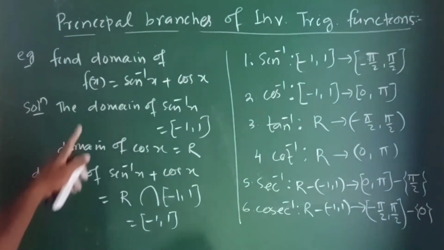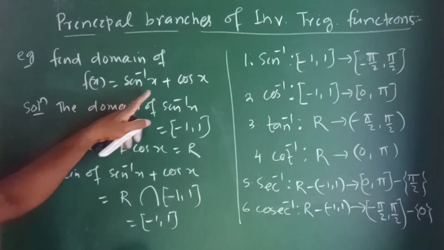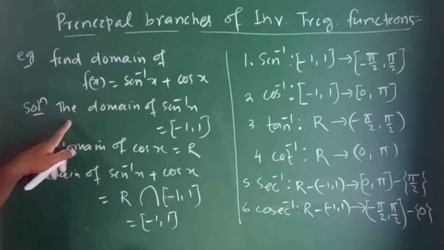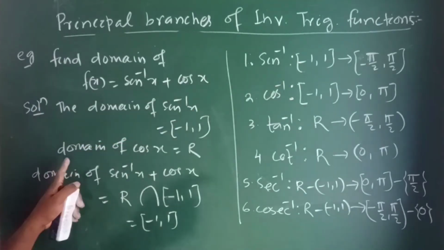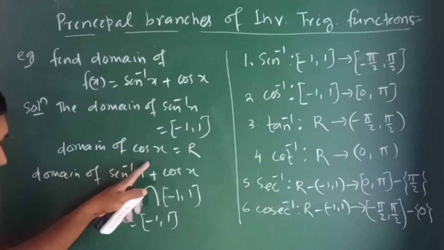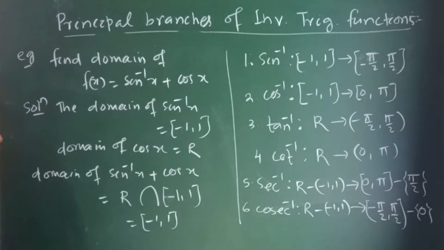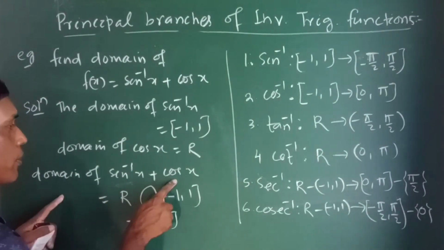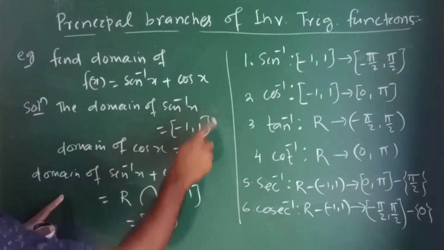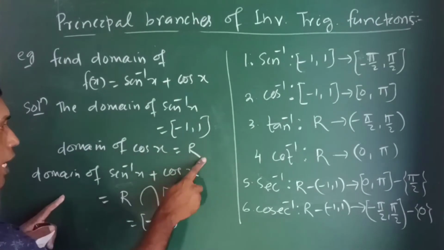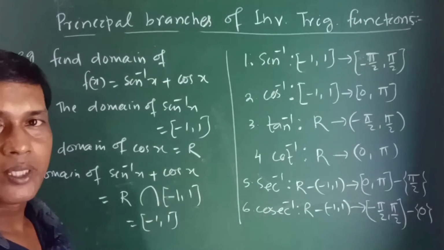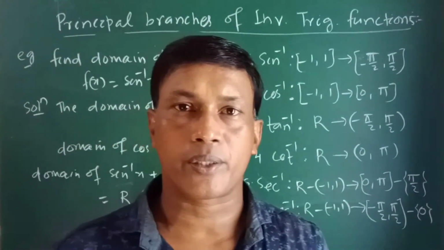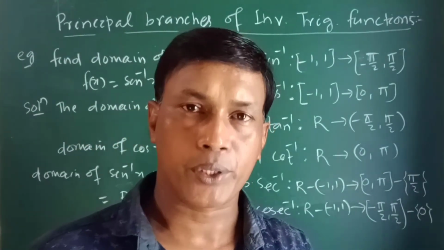Now look here, we have to find the domain of sine inverse x plus cos x. The domain of sine inverse x is minus 1 to 1, and you know the domain of cos x is the set of real numbers. So the domain of sine inverse x plus cos x is the intersection of these two, and the intersection is minus 1 to 1. So the domain is the closed interval minus 1 to 1.